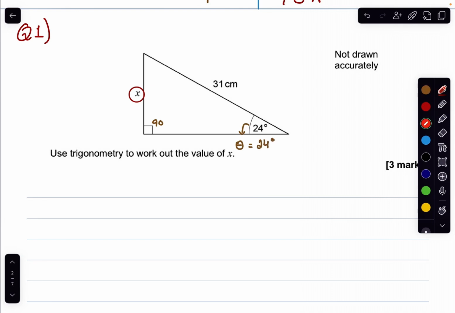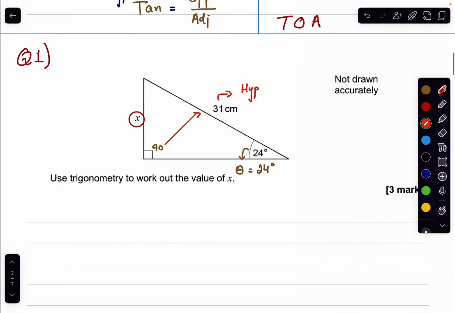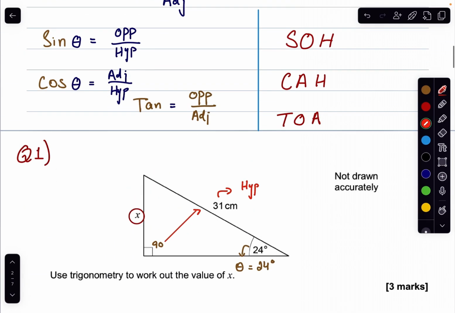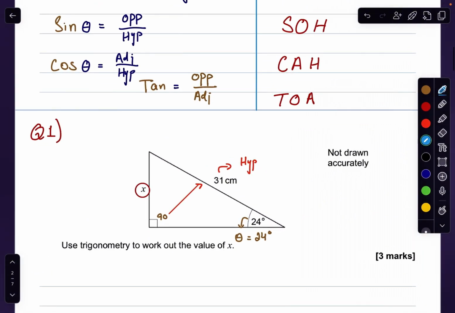As I told you, the side opposite to the 90 degrees is always the hypotenuse. We have been given the largest side, that is the hypotenuse. Now, to solve, we know all three formulas: sine, cos and tan. We have to figure out which two sides we have been given and which side we are finding out.